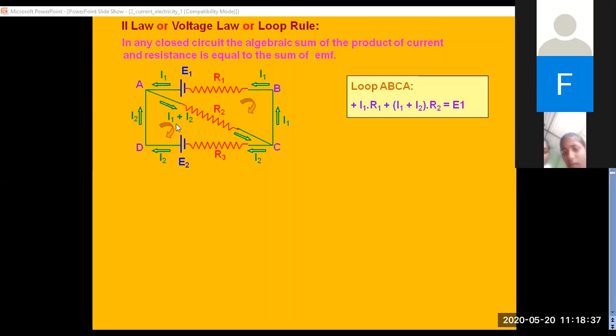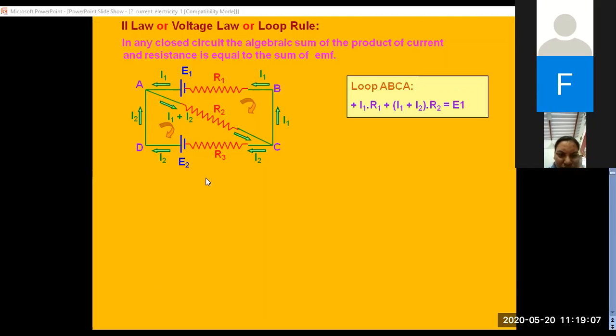Just for comparison, see this loop now. It will be I2 multiplied by R3 plus, what is the other resistor we have? I1 plus I2 into R2 should be equal to the EMF here, which is going to be E2. So whichever cell is there, you can write it like this: I2 into R3 plus I1 plus I2 into R2 should be equal to your EMF, which is E2.